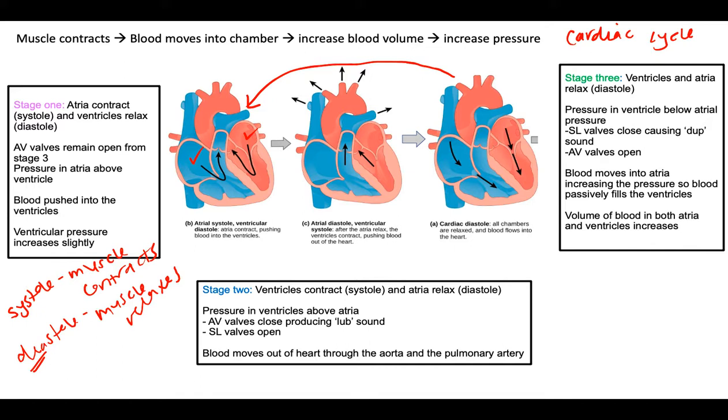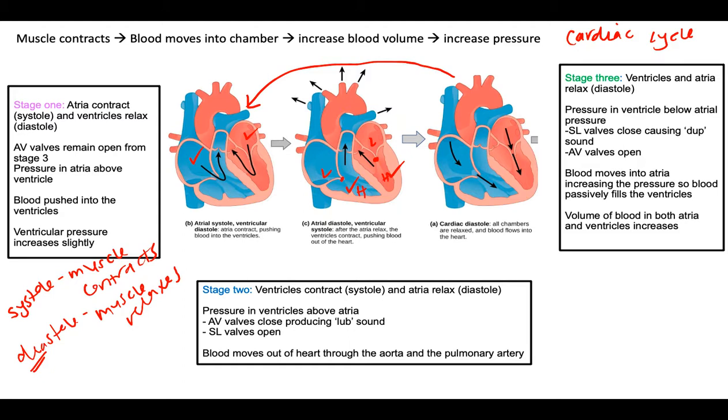Now then, in stage 2, our ventricles contract. Now our ventricular pressure is higher, and our atrial pressure is lower. So our AV valves will close. And our heartbeat sound goes lub. So when the AV valve closes, that's our lub sound.